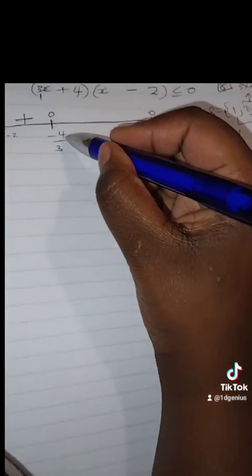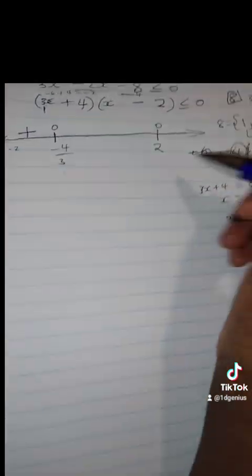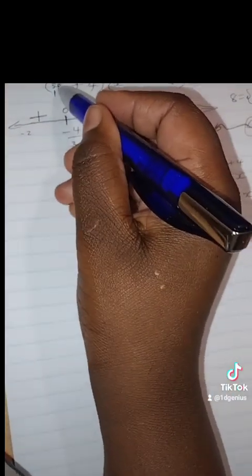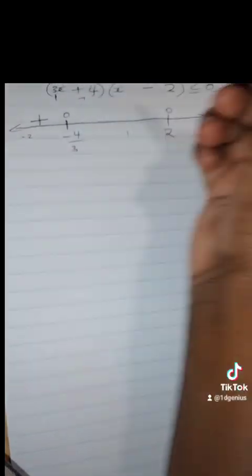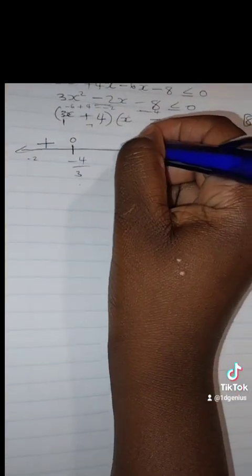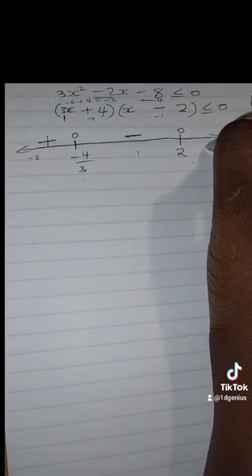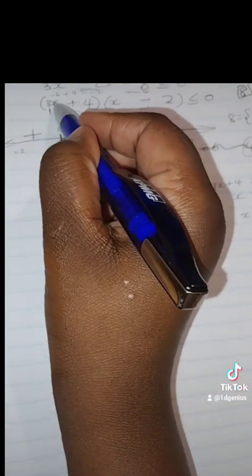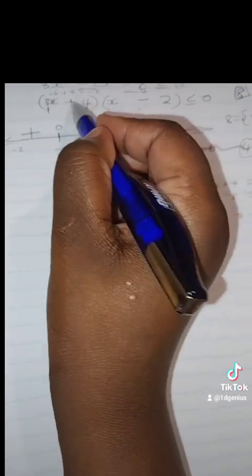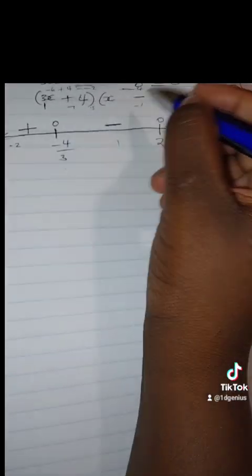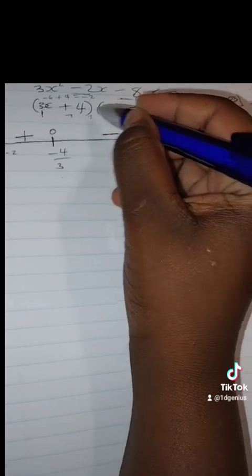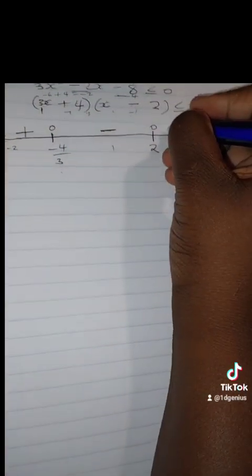If you take any value between negative 4 over 3 and 2, let's take 1. If you replace here by 1, it's going to be 3 plus 4, which is 7. Then 1 minus 2 is going to be minus 1. Minus 1 times 7 is negative 7. So our sign here is going to be negative. If you take any value that is greater than 2, let's take 3. So 3 multiplied by 3, 9 plus 4, 13. Then 3 minus 2 is 1. 13 times 1, positive 13. Our sign is positive here.